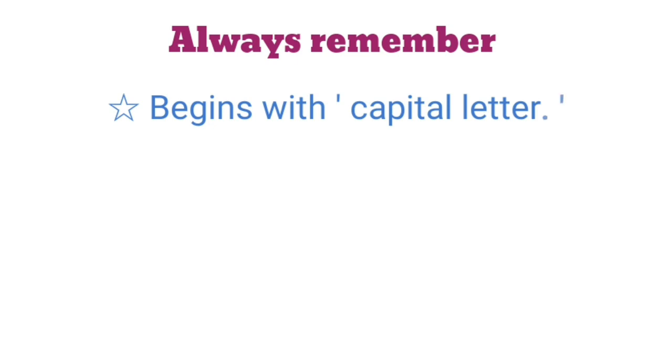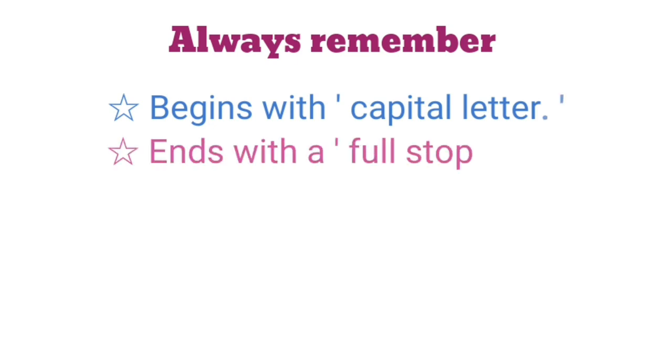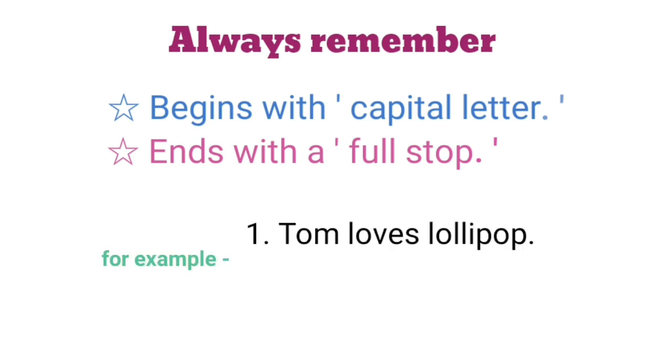Children, always remember that a sentence always begins with a capital letter and ends with a full stop. एक सेंटेंस हमेशा कैपिटल लेटर से शुरू होता है और फुल स्टॉप से खत्म होता है. Alright? Now for example, Tom loves lollipop. In this sentence, the letter T is written in the capital form and the sentence ends with a full stop.